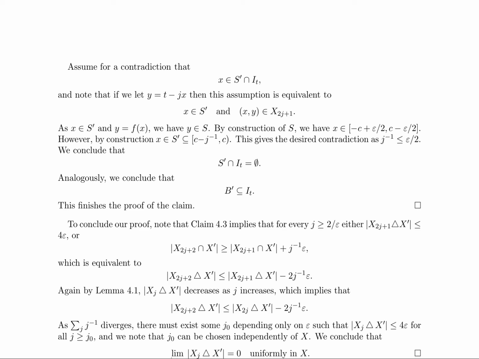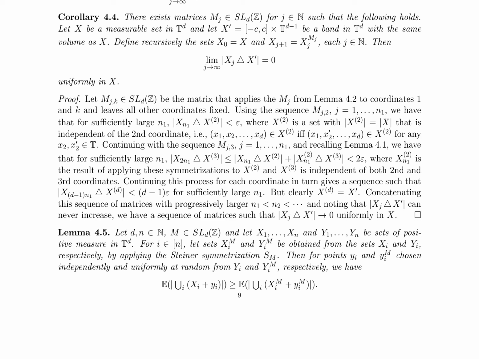The proof of claim 4.3 establishes that for every j greater than or equal to 2, ε, either the difference X_(2j+1) Δ X is less than or equal to 4ε or the intersection X_(2j+2) ∩ X is greater than or equal to X_(2j+1) ∩ X plus (j minus 1)ε. This is achieved by showing the empty intersection of S with it, leading to the conclusion that B is a subset of it. This completes the proof of claim 4.3.